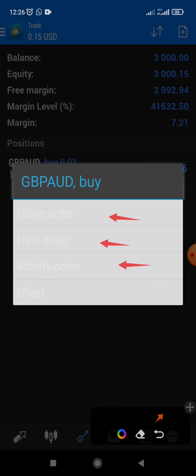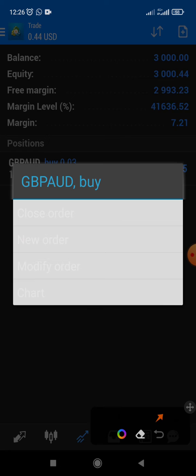And then they have modify order, and that is the one we are interested in. If we want to modify the trade and put in our take profit and stop loss, we will be interested in the modify order. And then we have the last one, which is the chart. If you want to go to the chart, you use the last one here, which is the chart, and then it will just take you back to the chart.